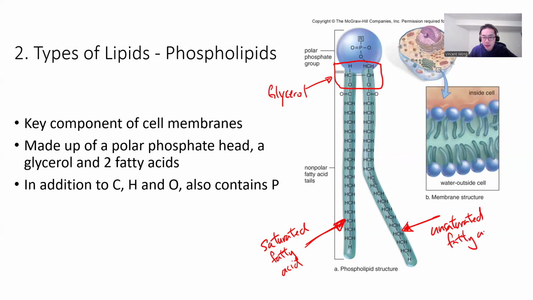So it doesn't really matter for the phospholipid. They can both be saturated, they can be one of each, and they can both be unsaturated. We're going to talk about the implications of that in a later lecture. But the key things are that it has a polar head, it has two tails, and it has glycerol in the middle connecting them. So in addition to C, H and O, there is a little bit of phosphate as well, and the phosphate is right here in the head.